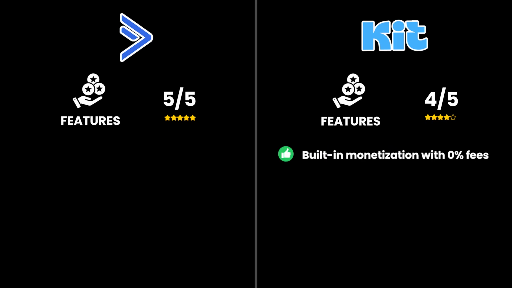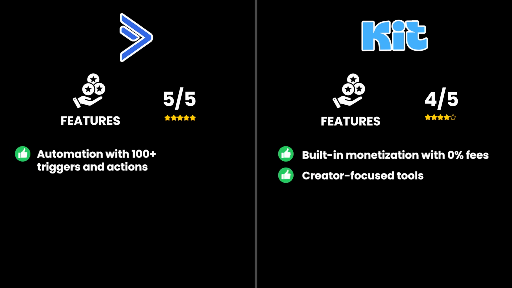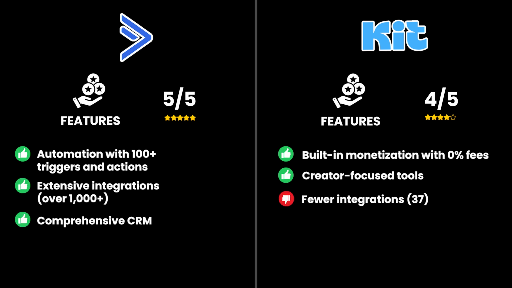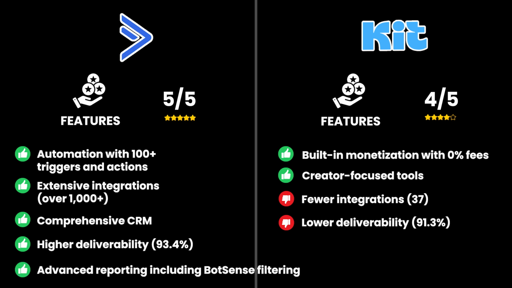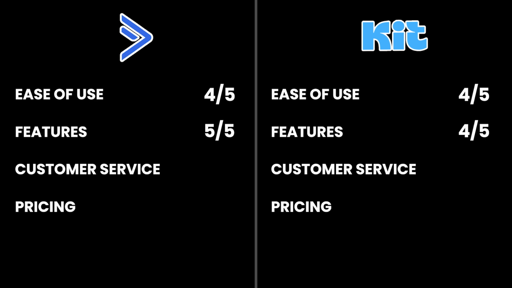ActiveCampaign wins features with vastly superior automation and enterprise-level functionalities. While Kit excels at built-in monetization with zero fees and creator-focused tools, ActiveCampaign's unmatched automation with 100+ triggers and actions, more integrations, comprehensive CRM features, high deliverability, and advanced reporting with BotSense filtering make it a clear winner for businesses needing sophisticated marketing automation.